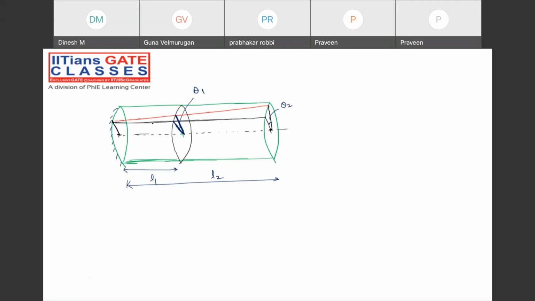For the same shear angle, I'm not talking about a different shear angle. I'm just taking the same shear angle. For the same shear angle, you know that phi = r theta by L. From here, theta will be L into phi by r. That will be the condition.